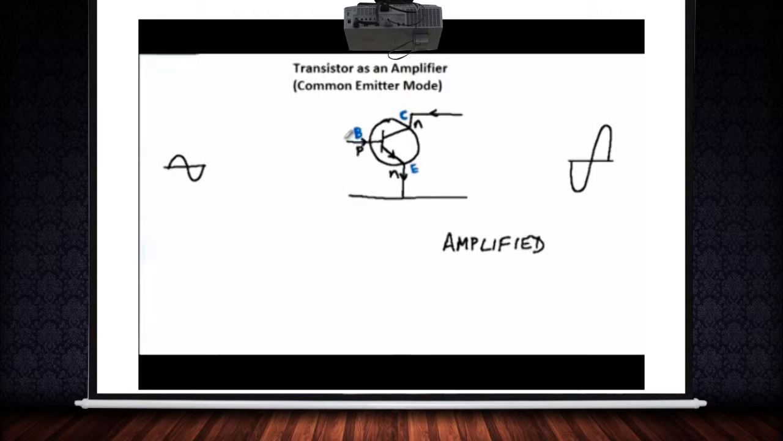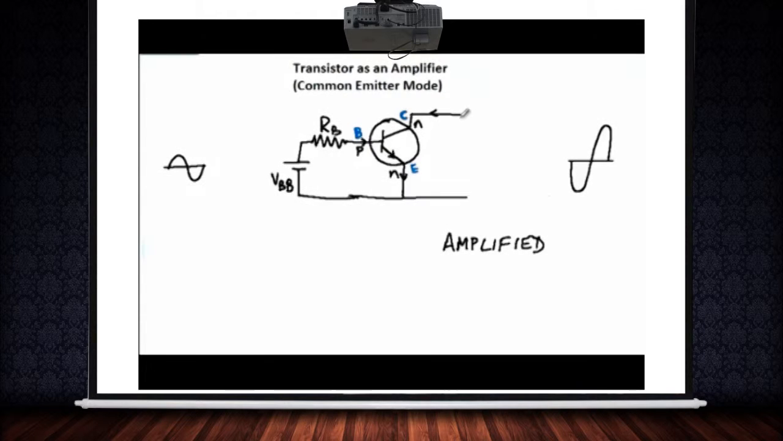When the transistor works as an amplifier, the base emitter junction is forward biased and the collector emitter junction is reverse biased. So we will connect a battery and a resistance over here to forward bias this junction, and the battery will be connected so that the positive terminal of the battery is connected to the P side, and we will denote this by VBB and the resistance by RB.